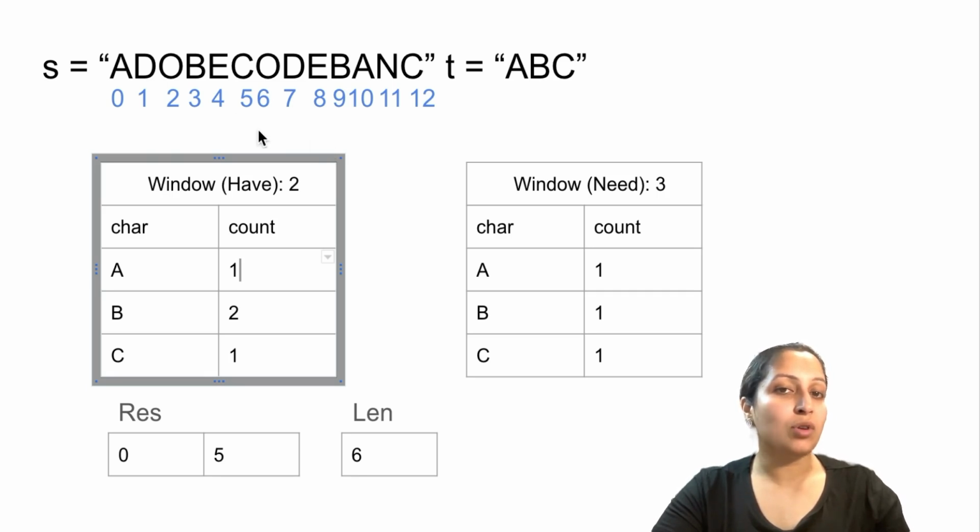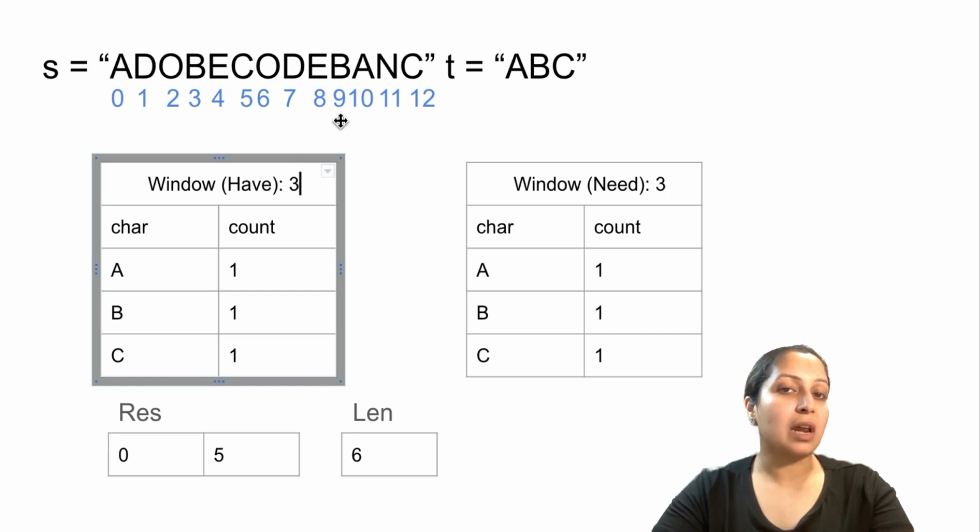But can we omit more characters from the left hand side? So you can omit index 1, 2, even 3, and reduce the count of B from 2 to 1, then index 4. If you omit these 4 characters, all have conditions are still met because you have one A, one B and one C. So your result is from index 5 to index 10. But this length, if you see, is still 6. So there is no change, right?